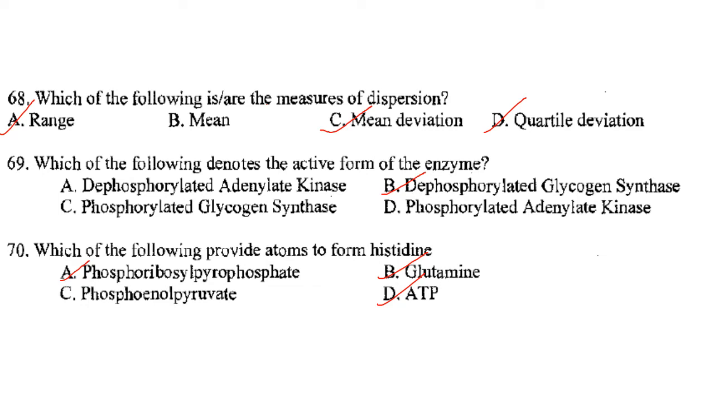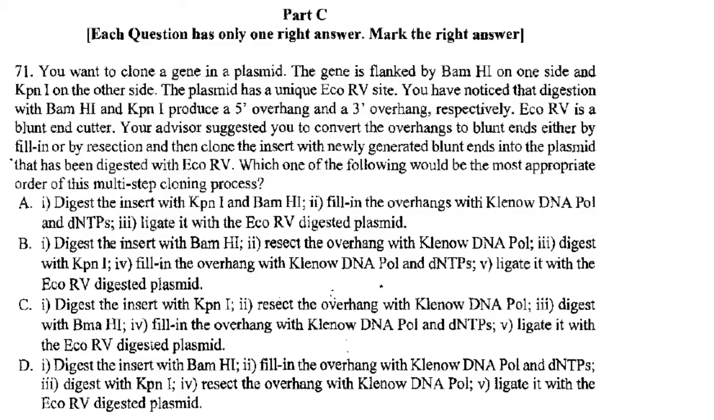Then which of the following provide atoms to form histidine? So phosphoribosyl pyrophosphate, yes. Then glutamine, yes, and ATP, yes. Okay, this is part C and only one right answer is present.